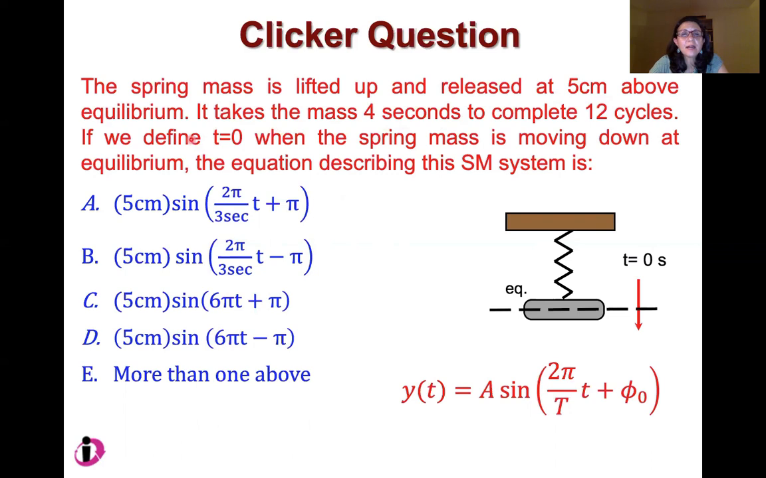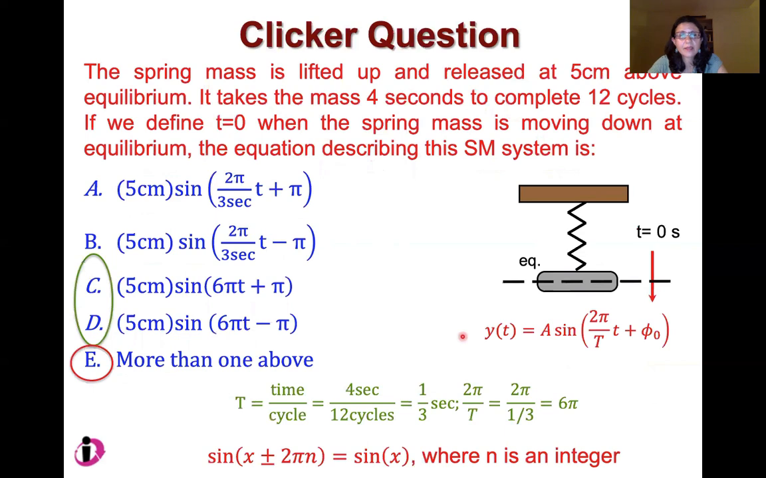Now, if we define time equals 0, that has to do with a phase constant. When the spring mass is moving down at equilibrium, the equation describing this spring mass system is... here are your choices. Think about it, and let's see the answer. All right, it turns out that there's more than one correct answer here. So let's take a look.